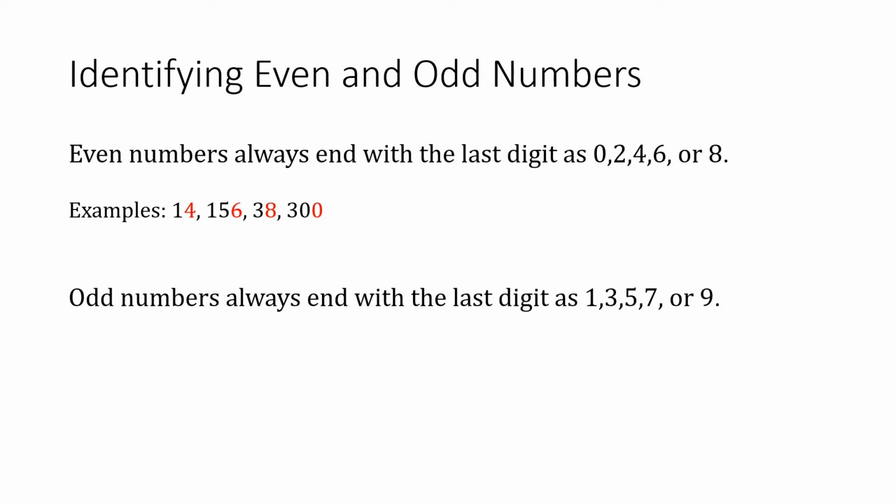So let's look at odd numbers. Odd numbers always end with the last digit as either 1, 3, 5, 7, or 9. So examples of odd numbers would be listed here. As you can see, their last digits are, the first one is a 5, the second one is a 9, the third one is a 3, and the last one is a 1. So all 4 of these numbers are odd numbers.